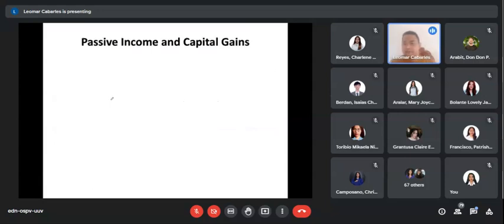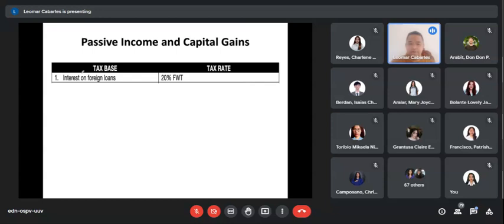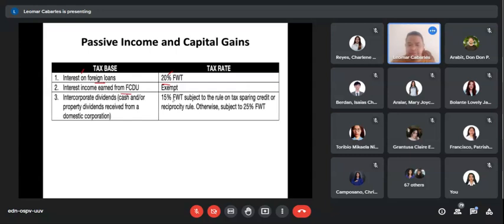Okay? So for passive income and capital gains, interest on foreign loans is 20%. So yung example ko kanina kay Jollibee, it should have been 20%. Okay? Then FCDU is exempt. Then dividends are 15%. But 15% is subject to the rule of tax-sparing credit or the rule of reciprocity. Otherwise, the taxation would be 25% kung walang tax-sparing or reciprocity. Okay? I'll explain what this is, no? Yung sparing credit tapos reciprocity.